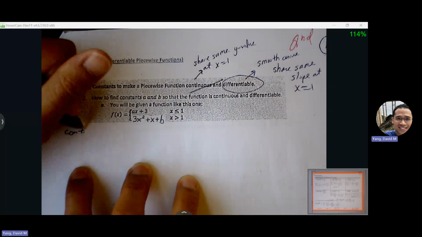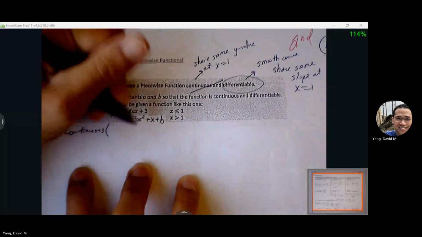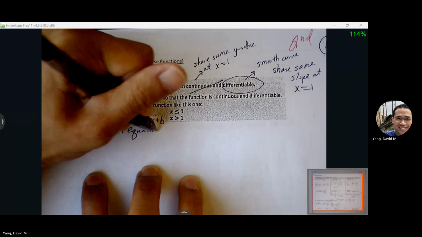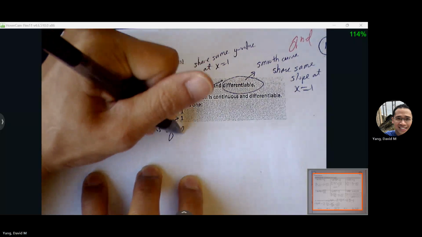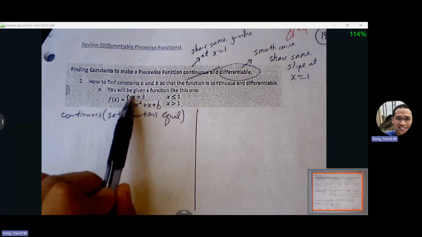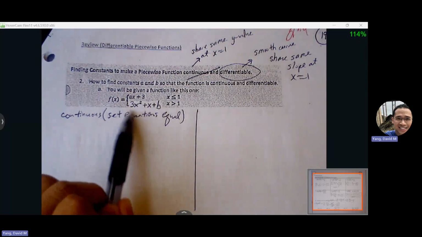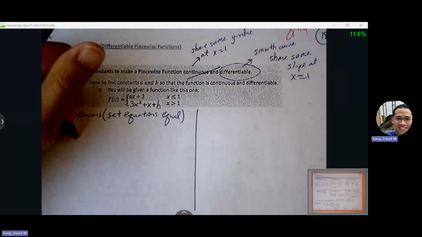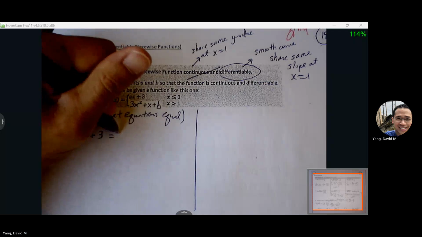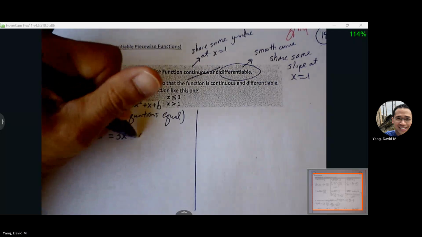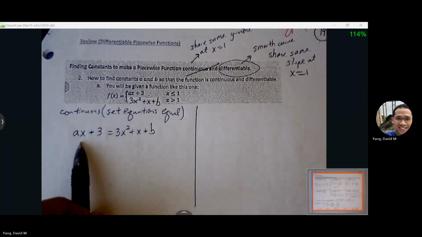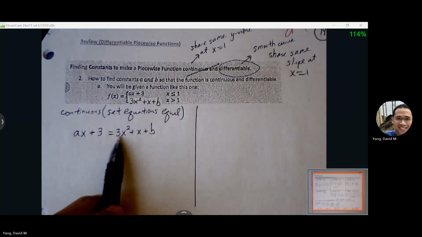If the function is continuous, we can set the equations equal, because they must share the same y value at x equals 1. I'm simply going to set the top expression equal to the bottom expression, because they're going to have to agree at that x value. So what do you think I can replace every x with? 1, yeah.